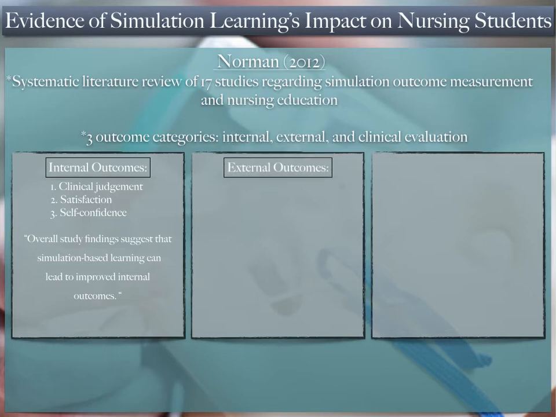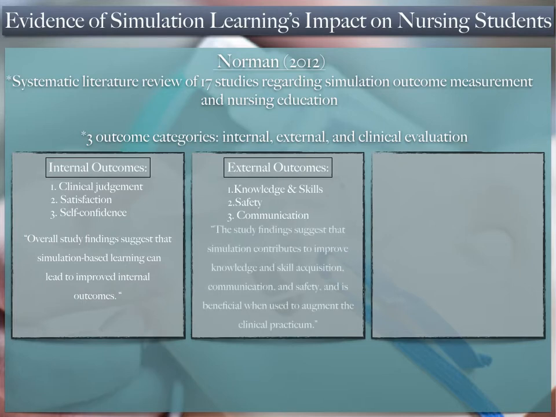External outcomes were defined in this study as factors that are learned. The majority of the studies reviewed state that controlled environment does help student communication and safety. Three external outcomes are knowledge and skills, safety, and communication. The study findings suggest that the simulation contributes to improved knowledge and skill acquisition, communication, and safety, and is beneficial when used to augment the clinical practicum.